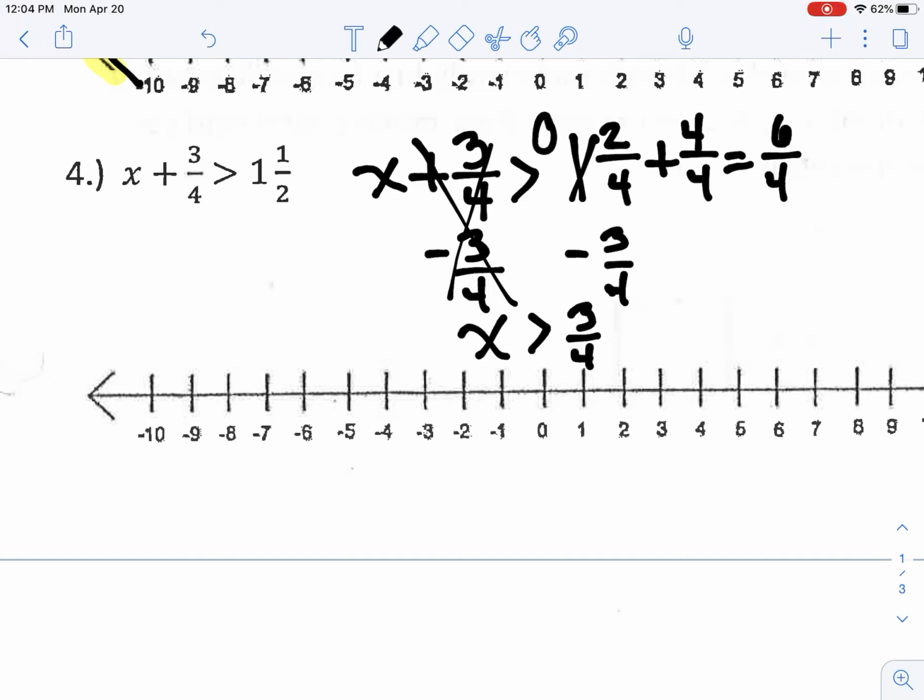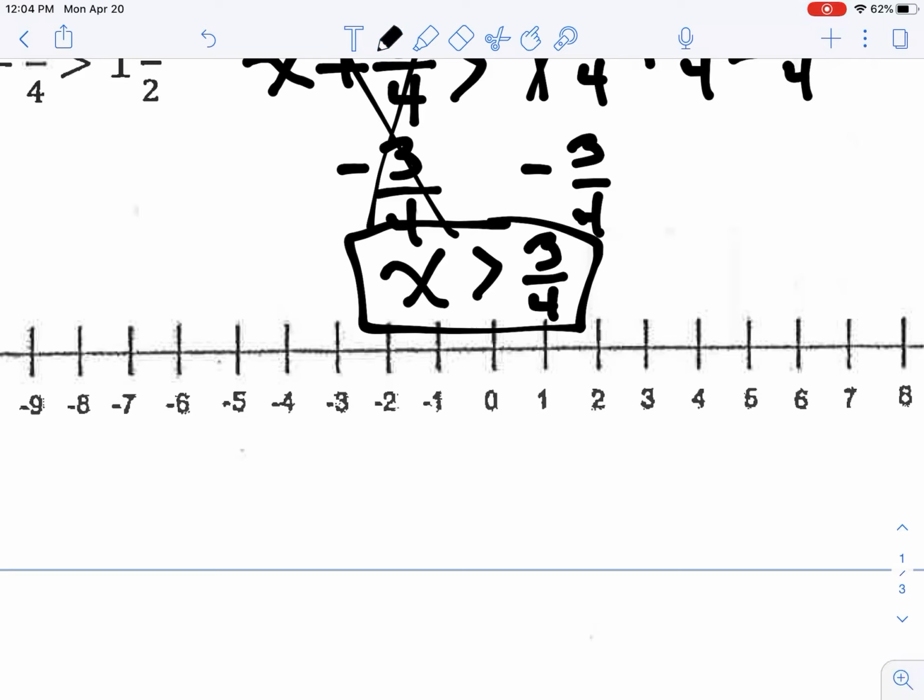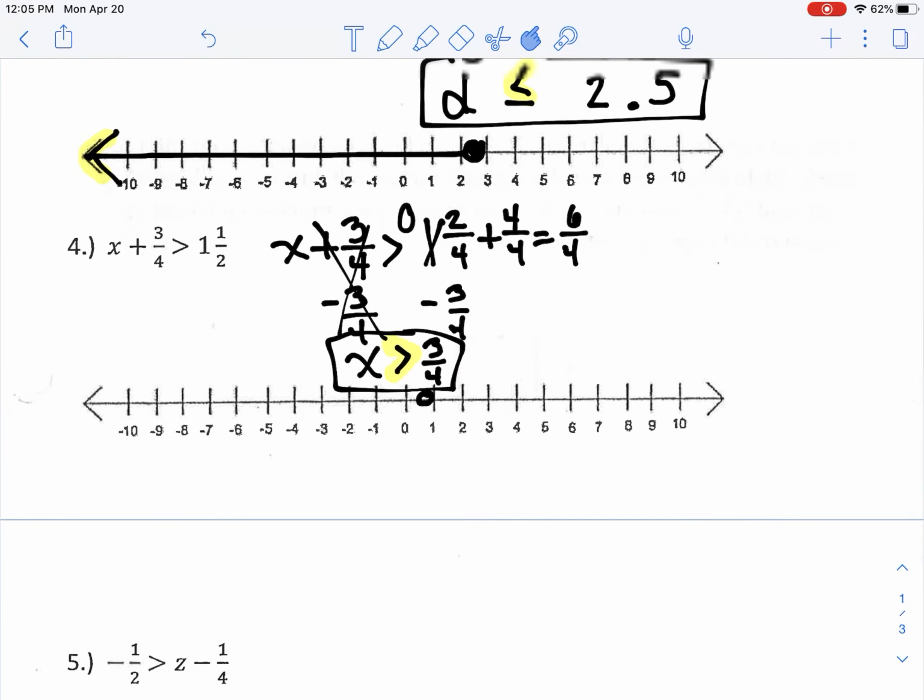All right, so we've got our solution. X is greater than 3/4. Go to your number line, put your circle at 3/4. That's going to stay an open circle. And we're going to look at which direction that arrow is pointing. Greater than points to the right. Find the matching arrow on your number line. We're going to darken in all of those values to the right. So that's saying any number greater than 3/4 could be a solution for x.